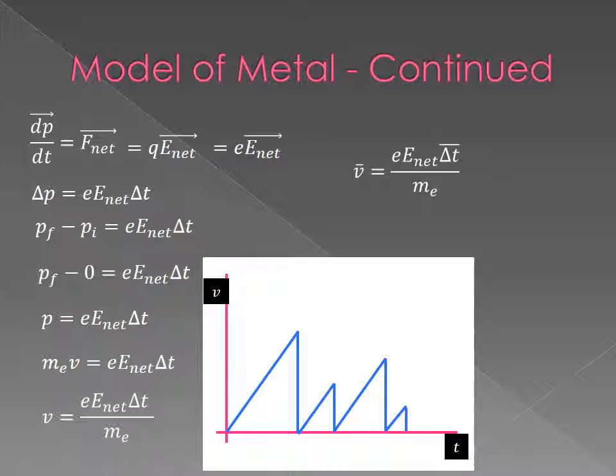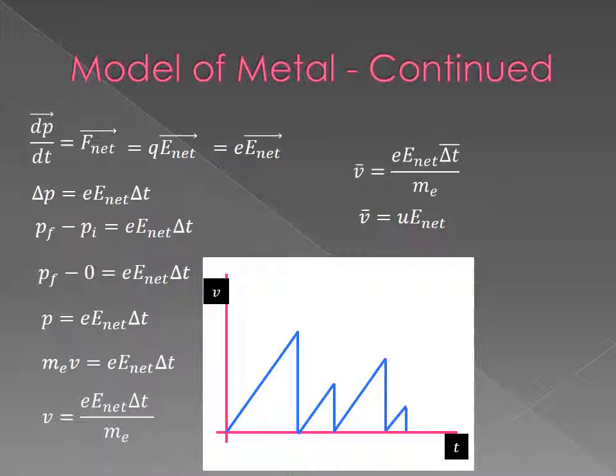Alright, so if you look at this graph of the electron moving through the metal, you see that there are definitely different times before the electron has a collision. So what we're going to do is take the average time the electron moves, and that would give us the average velocity. We're going to use this as our model. So we have just used Newton's second law to calculate the average velocity of a charge in a conductor.